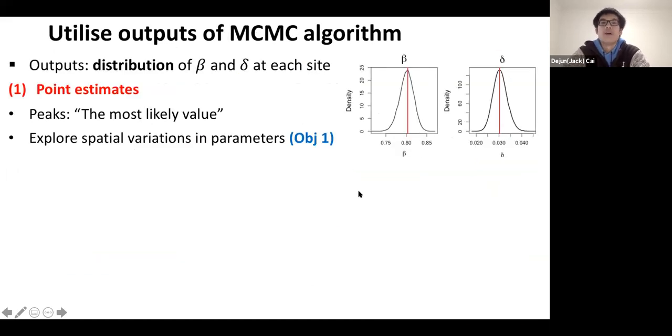As mentioned before, by running the MCMC calibration, we can get the distribution of beta and delta at each site. The peaks of this distribution, which are these red vertical lines, represent the most likely values. And we compare them across Australia to explore the spatial variations in the parameters, which is our first objective.